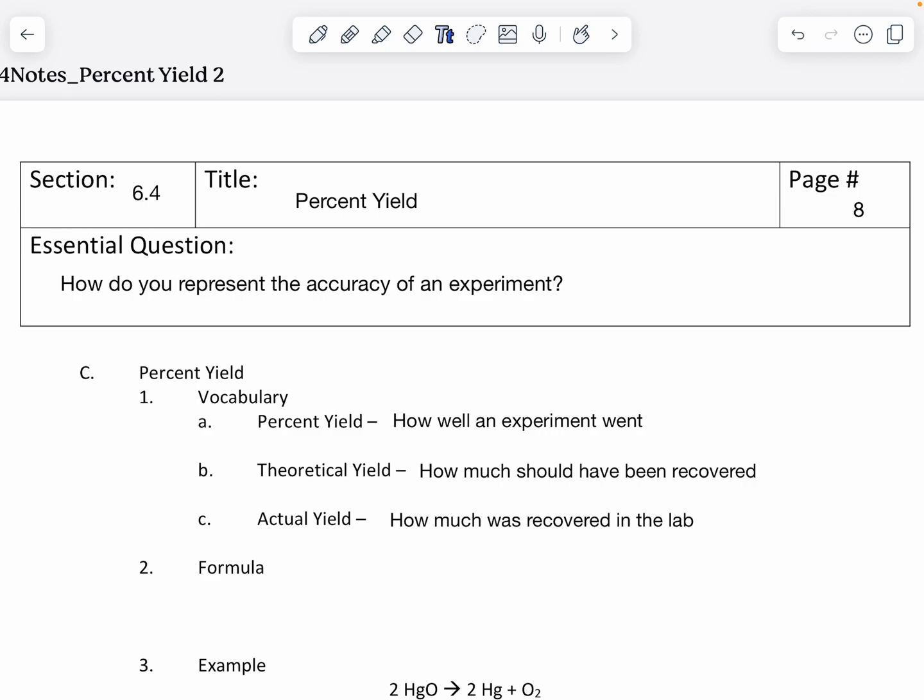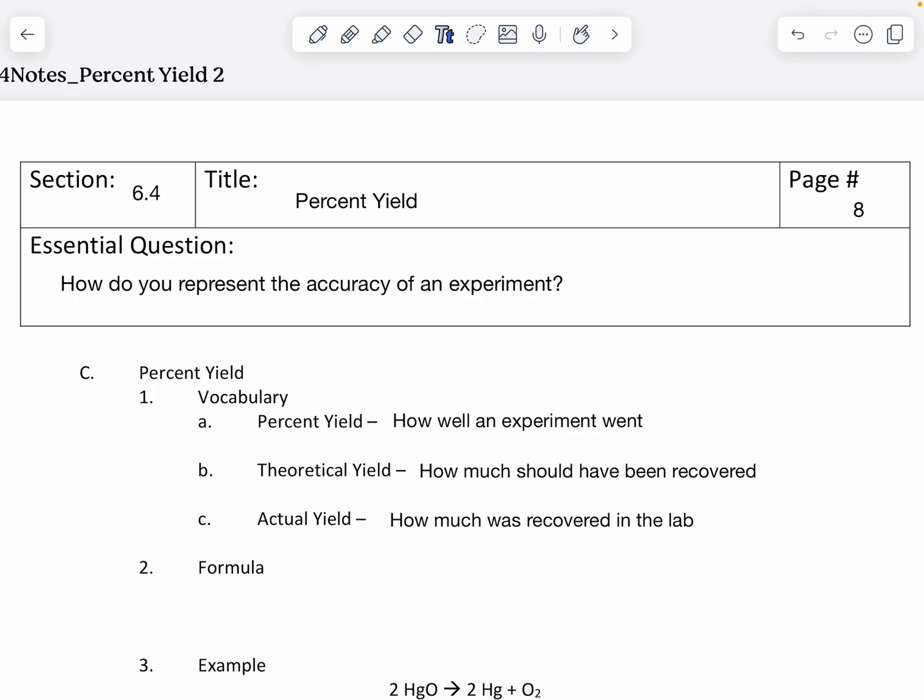So our vocab: we've got percent yield. Percent yield basically tells us how well an experiment went. Did it go well? Above 90% is really awesome. Even about 85% is good, depending on the reaction. Sometimes it's comparative, but a 60% yield is probably not something we would consider good. Grades are a good way to look at this. But you will never actually get 100% yield because there's always going to be some lost. We can talk about that when we do labs.